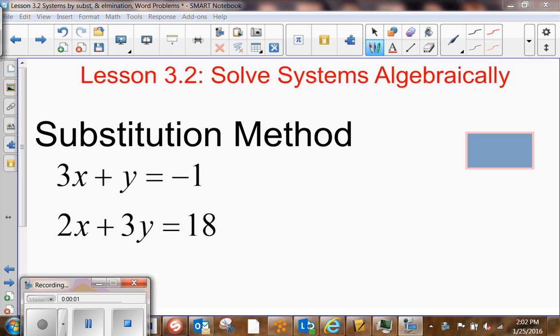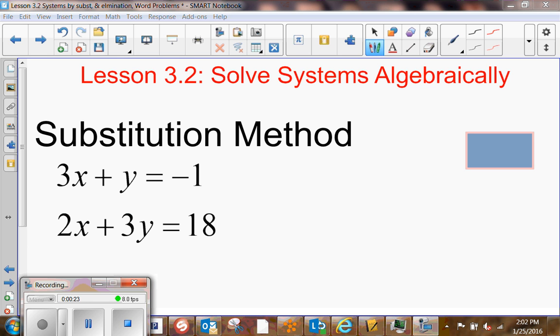Last time we were together, we solved systems using the graphing method, but we saw that it's not very accurate. You've got to be really exact. Whereas the substitution method and the elimination method, we're going to do both of those today, are very exact. You know exactly what the answers are. We're good to go. So, substitution method.